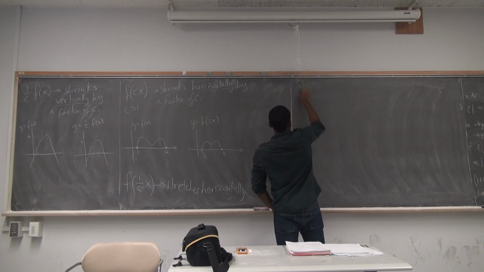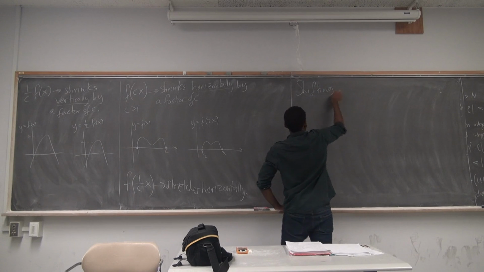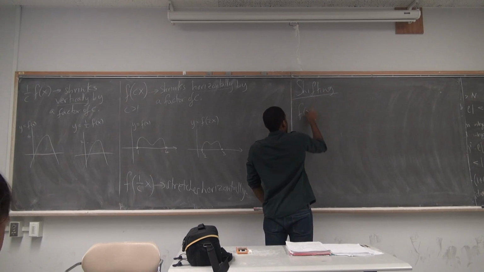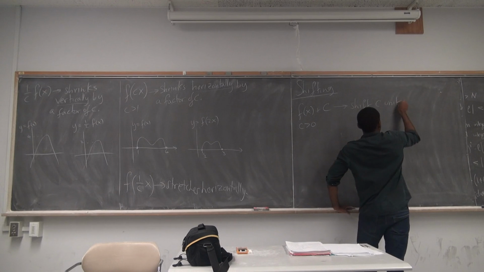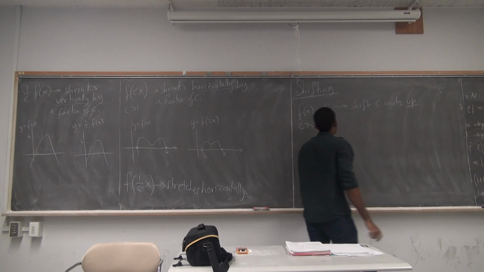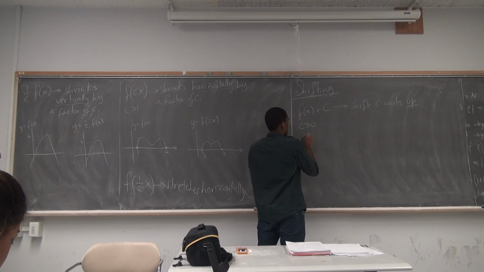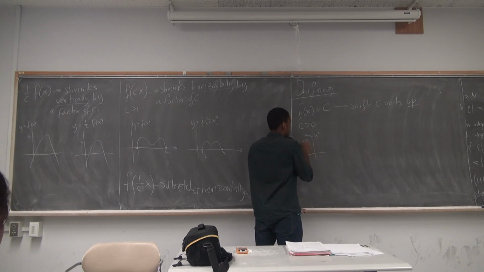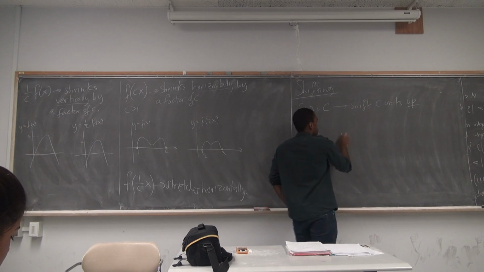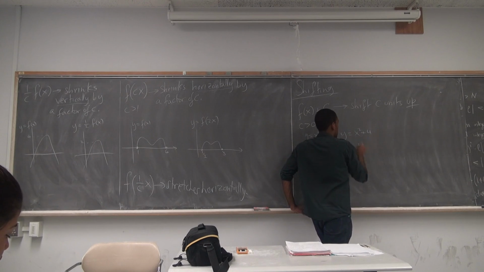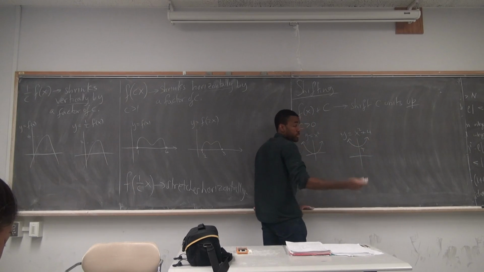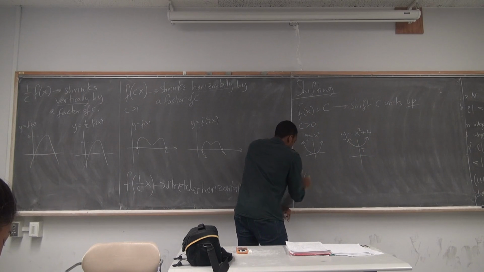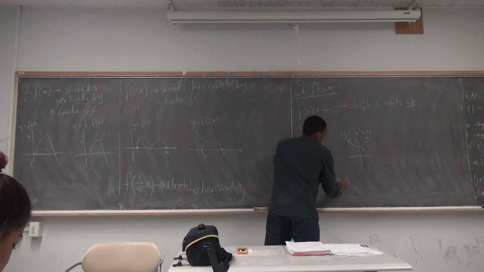Let's actually talk about shifting. So let's say I have f of x plus c, where c is greater than 0. This would shift c units up. So that's like y equals x squared. It would look like this. Whereas y equals x squared plus 4 would look like this. It's the same graph, it's just shifted up 4 units. Where f of x minus c, that's just shift down.